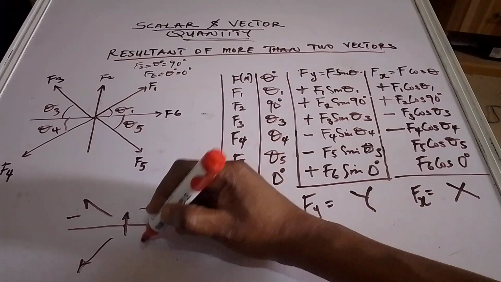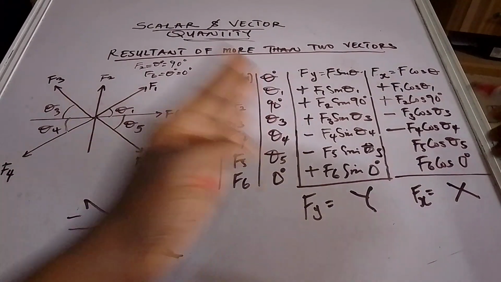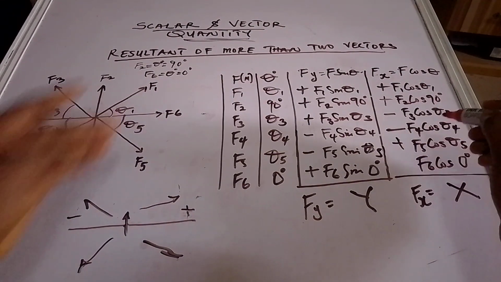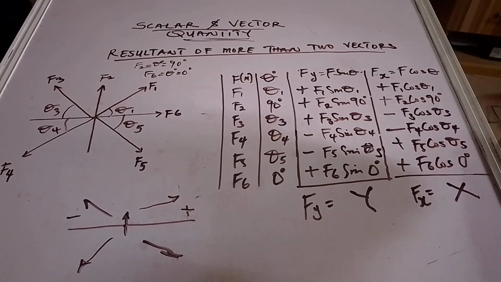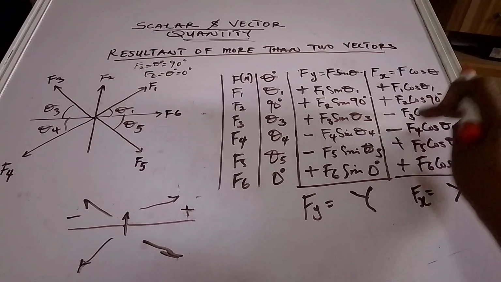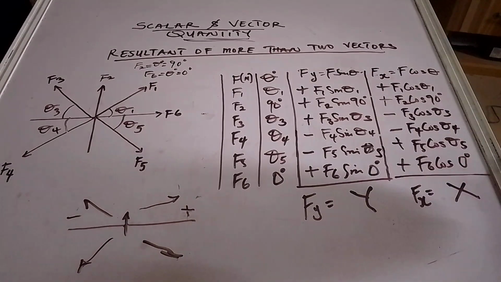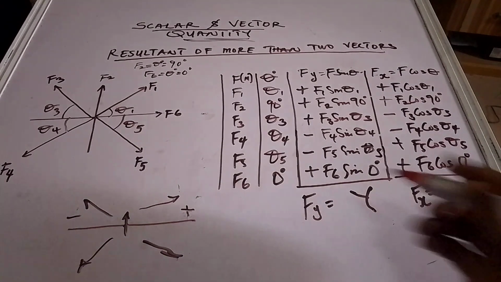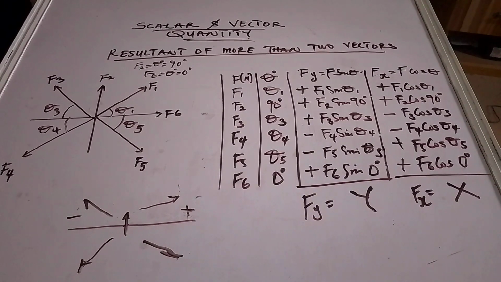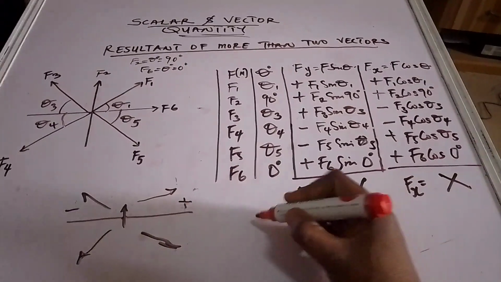F5 now. F5 is pointing towards this direction. So F5 is positive and F6 is positive, so you have to take note of that. The addition of this one also is going to give us the result for y.